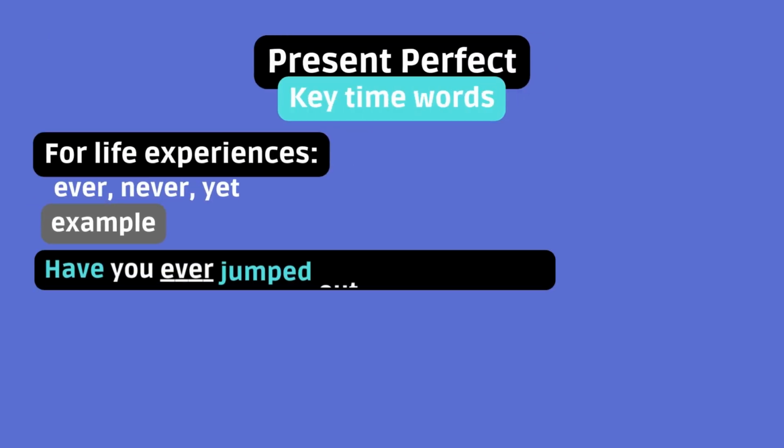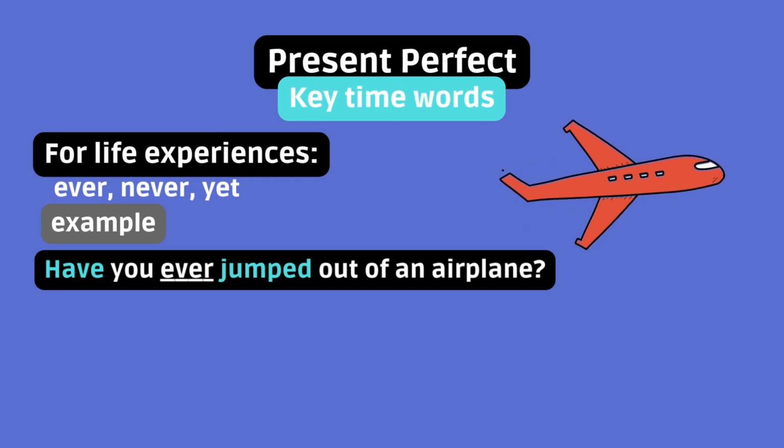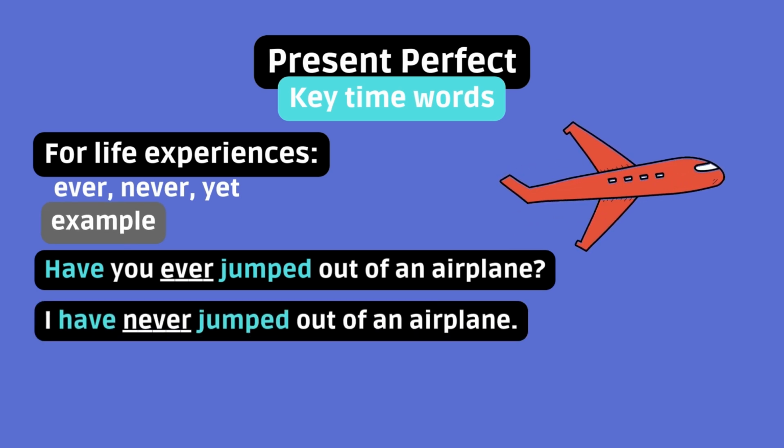Example, have you ever jumped out of an airplane? Jumping out of an airplane, let's assume with a parachute, is a memorable accomplishment, so it falls in the life experience category. Example, I have never jumped out of an airplane. Jumping out of an airplane is not part of my life experiences.